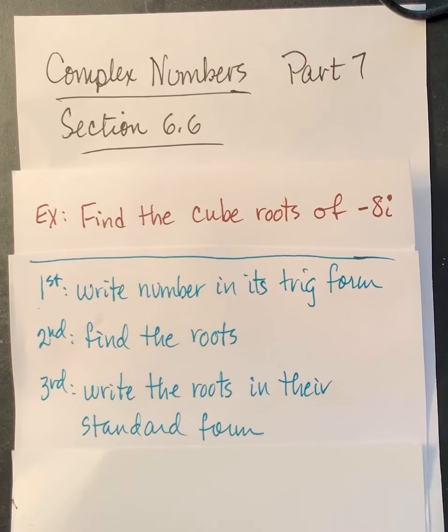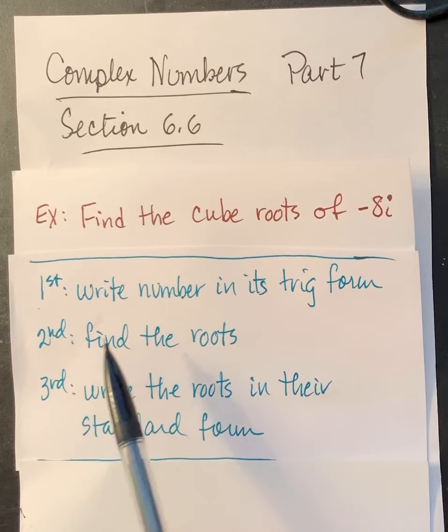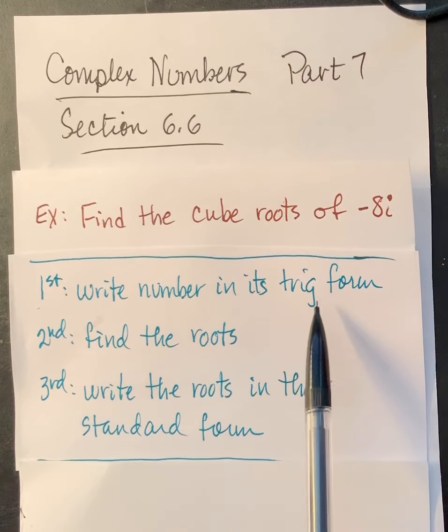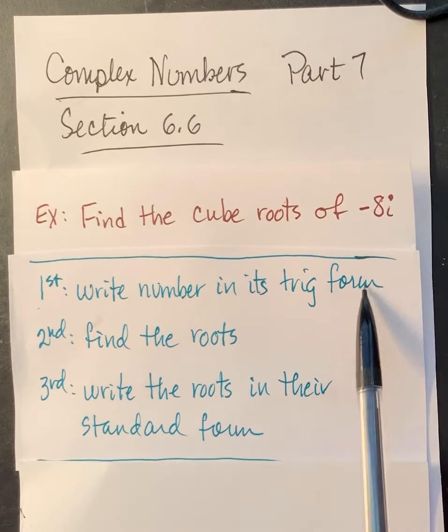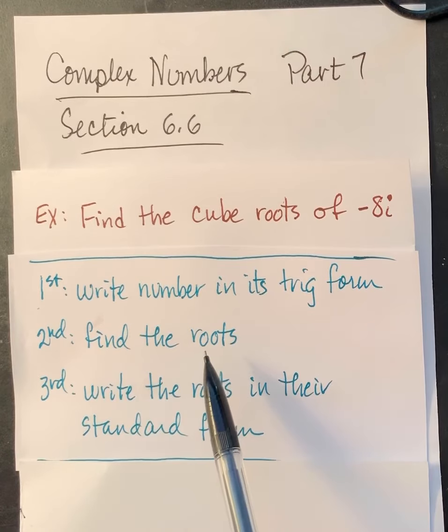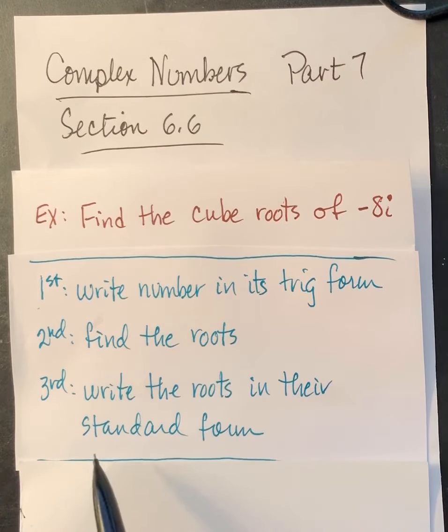So there's 3 parts, and it can be kind of long. So let's look at it. First, you have to take the number itself and write it in its trig form, which in this case would be the negative 8i. And then you find the roots, because it's easy to find the roots when something's in trig form. Then you take the roots and you write them in their standard form.